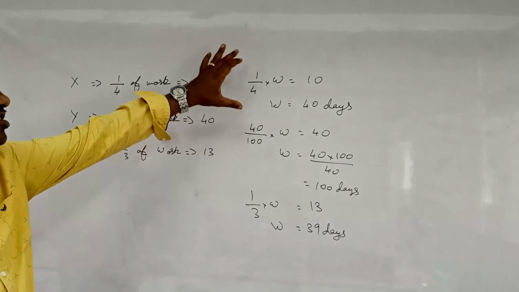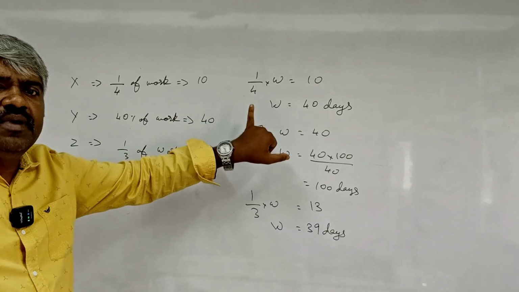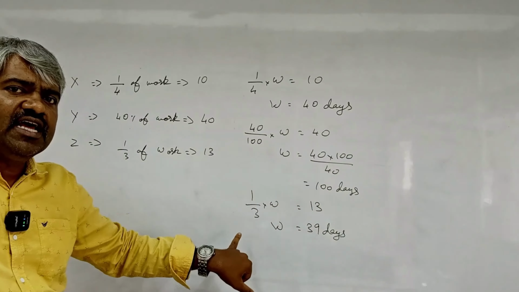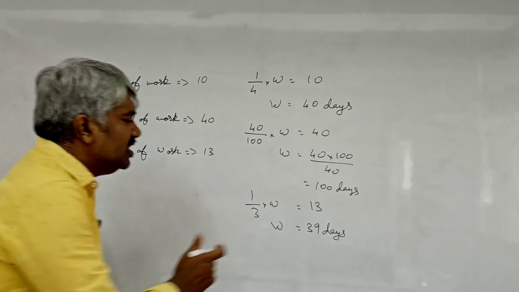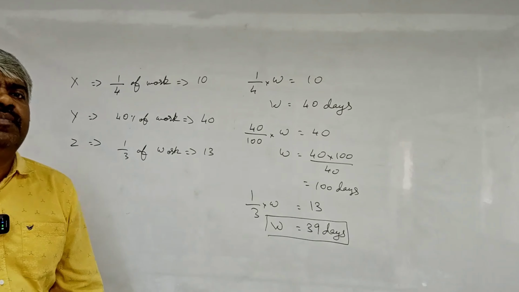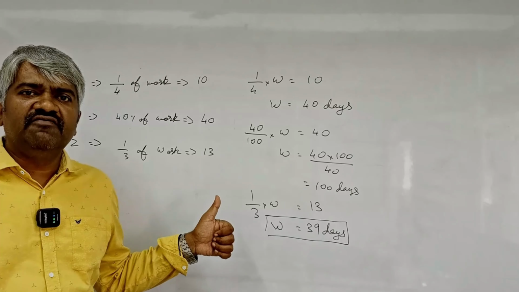So when you compare these three people, the time taken by X to complete the work is 40 days, Y is 100 days, whereas Z is 39 days. Therefore, the person Z takes less time when compared to the other two people. I hope you are clear with this question. We'll go to the next problem.